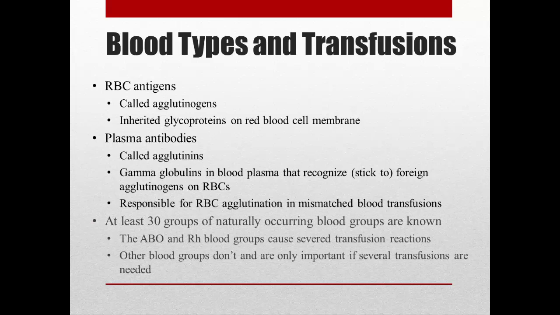There's a lot of different blood groups out there. There's 30 blood groups. We're only going to look at the ABO and RH blood groups because those are the ones that cause the most severe transfusion reactions and therefore have a clinically significant problem if there is a mismatch in blood. Other blood groups don't typically have as severe a blood transfusion. They're only going to see any kind of transfusion reaction if you have to have a huge amount of transfusions.